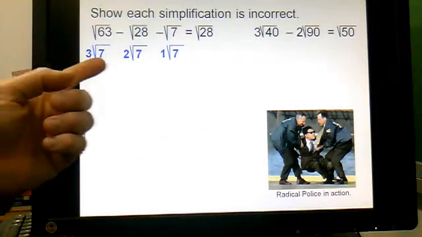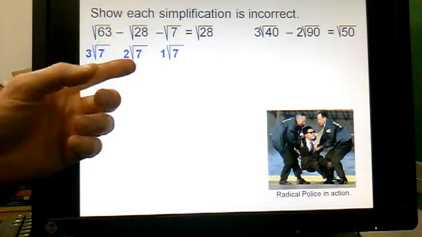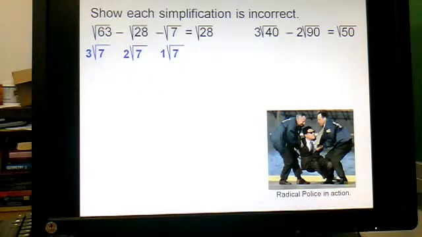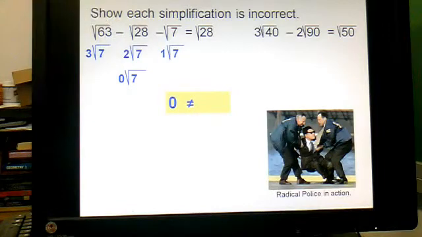I want you to be able to subtract these. This is just like adding, subtracting variables. 3 rad 7 minus 2 rad 7 minus 1 rad 7. It's a little weird. It's nothing rad 7. In other words, there's no rad 7s left. In other words, this whole side just simplifies to 0. And then we know this doesn't simplify to 0. We know this, we just did it a minute ago, was 2 rad 7. Clearly this method of just adding the radicands does not work.